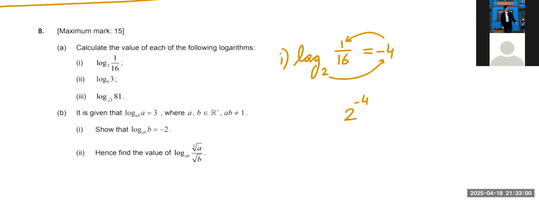You're just trying to figure out what you need to do to 2 to get 1 over 16. 1 over means it's negative 4, because 2 to the power of 4 is 16. And that's it. Easy peasy. So let me give you a similar question, of similar difficulty.